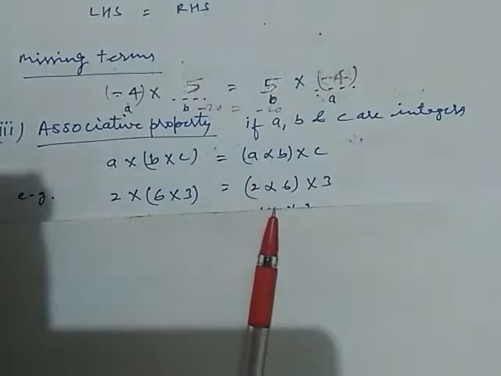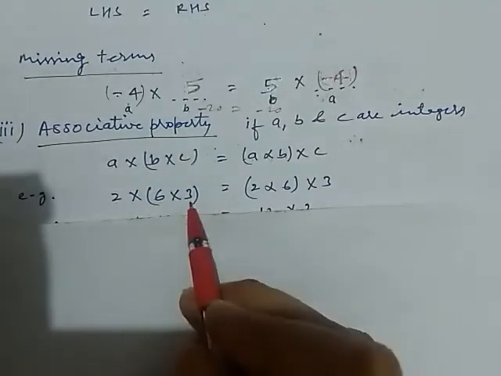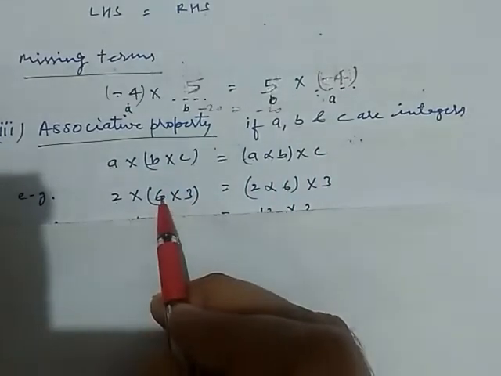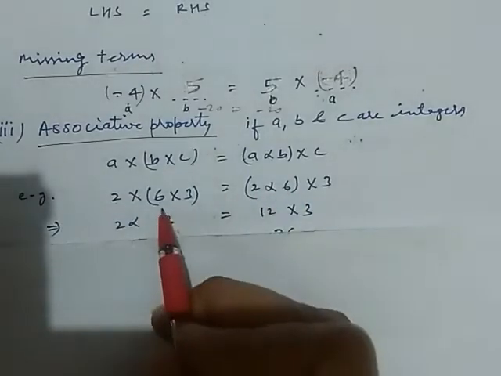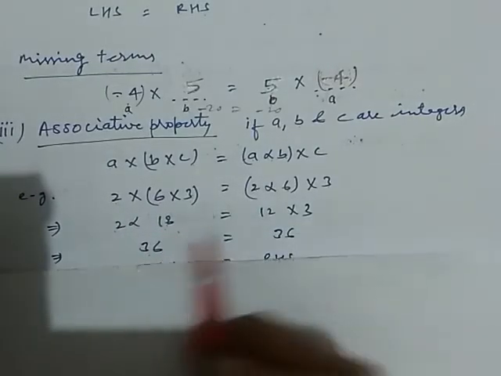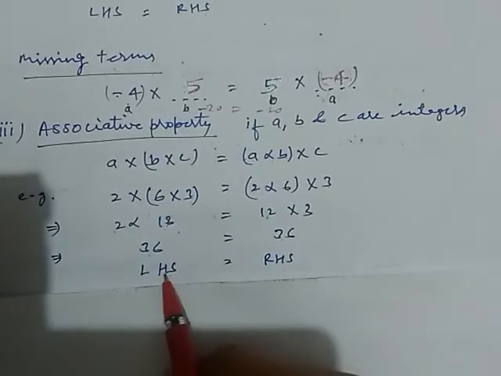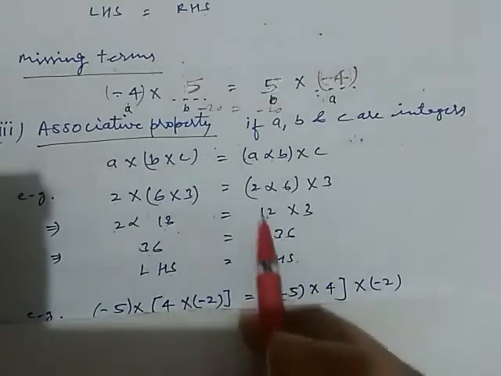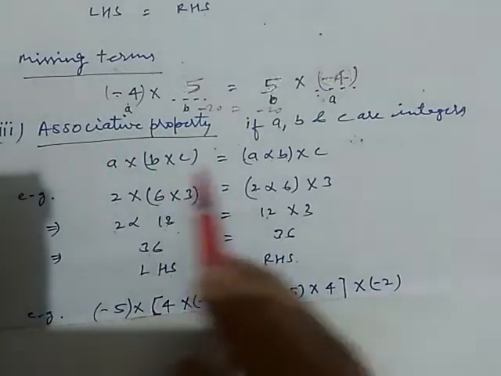Now we check here A equals 2, B equals 6, C equals 3. First we associate 6 and 3, and here we associate 2 and 6. Now we check the calculations. 6 into 3 is 18, 2 into 18 is 36. Here 2 into 6 is 12, 12 into 3 is 36. So left hand side equals right hand side. So we can say that A, B, C are integers and they show associative property for multiplication.